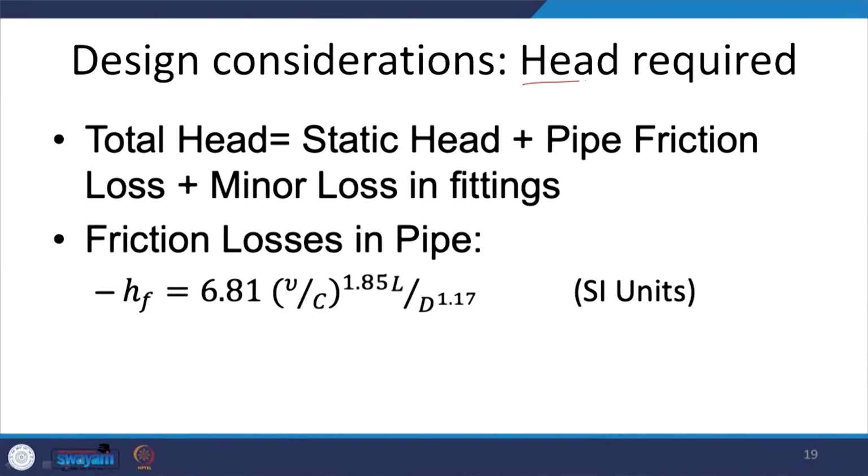And what is the head required to pump up the water? The total head includes the static head, for example, the inlet is coming here and the outlet is going here. The other one is that there will be losses due to pipe friction and also losses in the fittings. These are the aspects you need to take care of when looking at the total head: the static head, the losses due to pipe friction, and the losses in the fittings. We are not going to go into pipe friction loss in detail now.